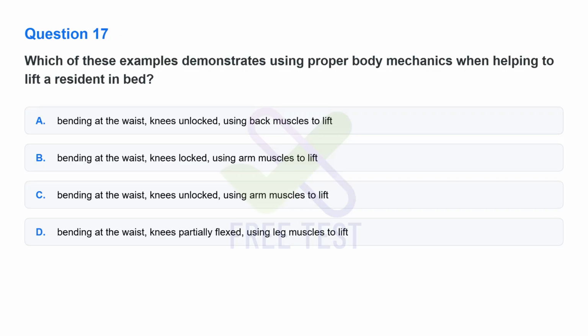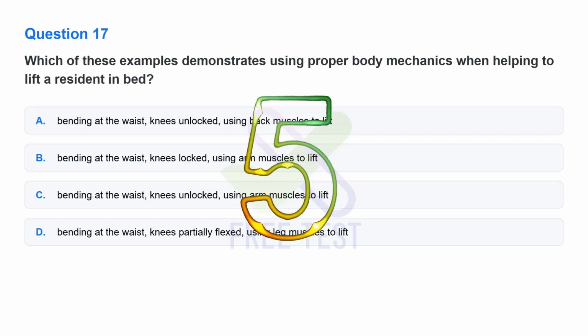Which of these examples demonstrates using proper body mechanics when helping to lift a resident in bed? A. Bending at the waist, knees unlocked, using back muscles to lift. B. Bending at the waist, knees locked, using arm muscles to lift. C. Bending at the waist, knees unlocked, using arm muscles to lift. D. Bending at the waist, knees partially flexed, using leg muscles to lift.